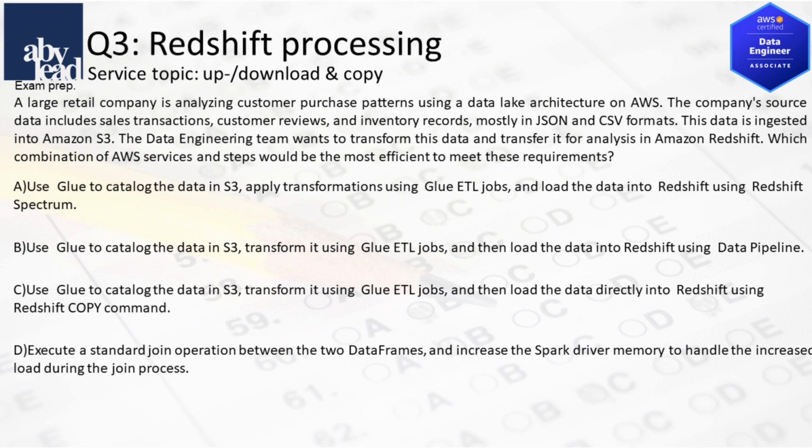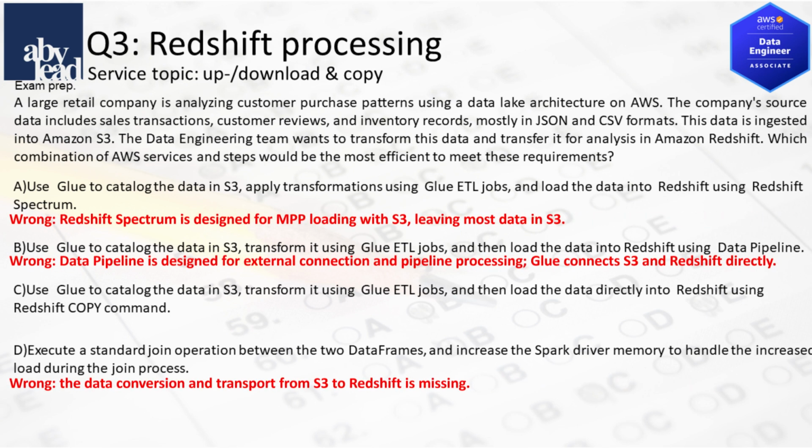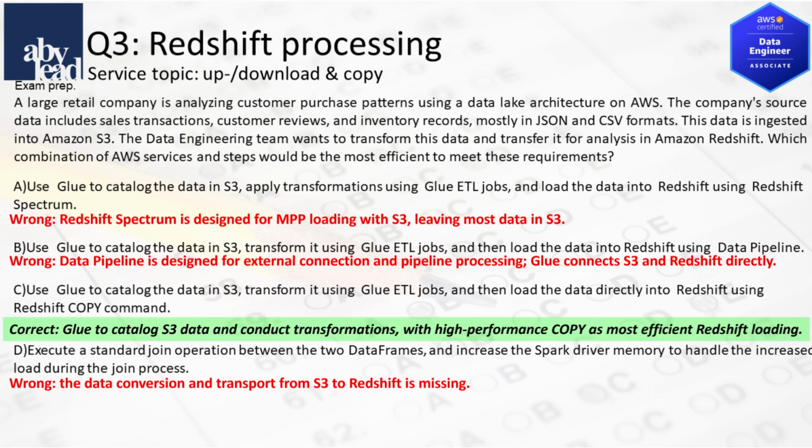Question 3. How do you most efficiently process an S3 data lake with transformed semi-structured data for Redshift analysis? With Spectrum, you can't transfer to Redshift, and using Data Pipeline with Glue is too complicated. Moreover, DataFrame isn't suitable for data transfer. Most efficient is to apply Glue to catalog S3 data and to transform for loading with high-performance copy to Redshift.